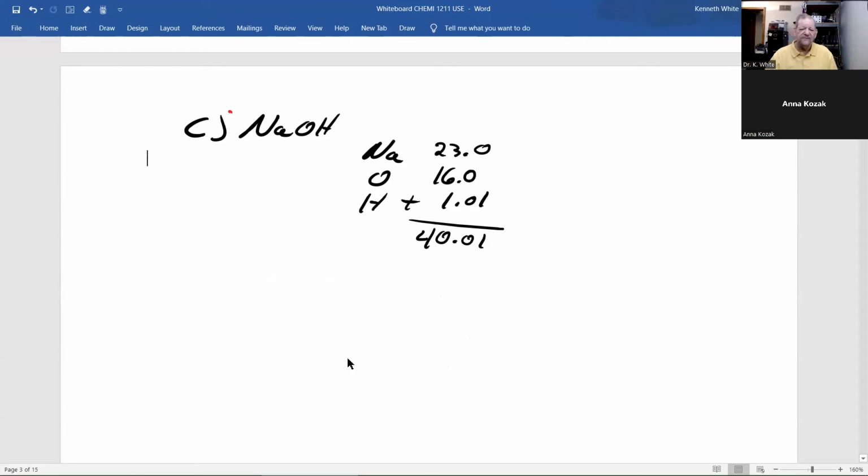40.01. Now, is that the correct answer? And the answer is no. When you add things, you get the same number of significant figures to the right of the decimal as the number that has the fewest significant figures to the right of the decimal. Now, I'm going to give you 30 seconds to figure out what's the correct answer, and then I'll do it.